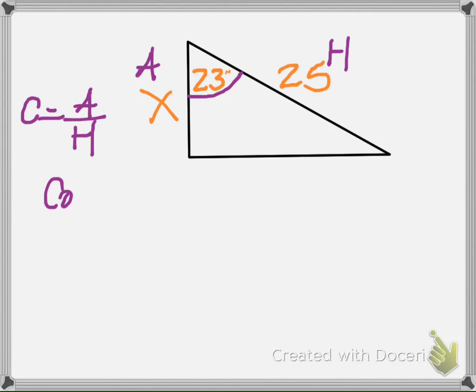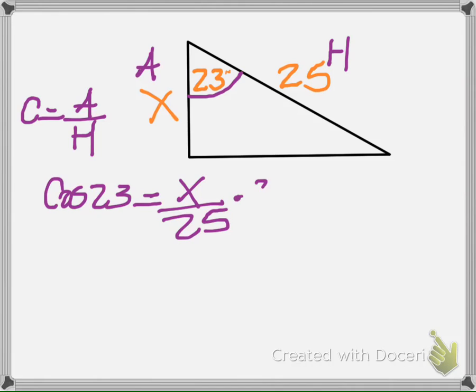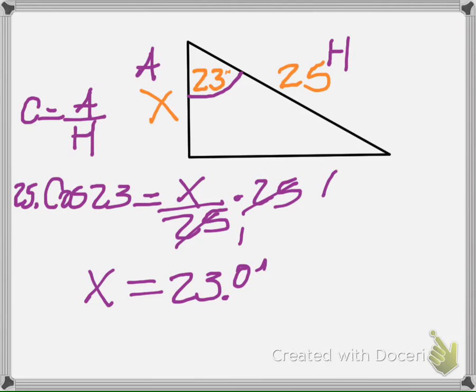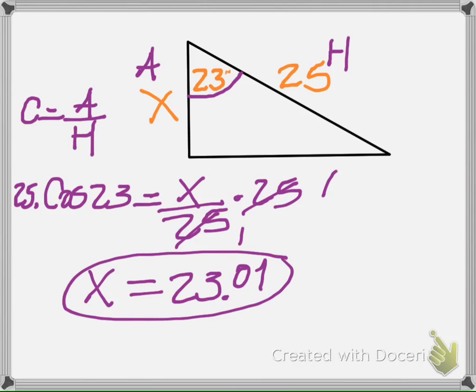So I need to set up my cosine ratio. Cosine of 23 degrees equals x over 25. So solving my algebra, how do I solve for x? I need to get rid of the 25. I need to multiply by 25 on both sides. So I put that in the calculator: 25 times cosine of 23 degrees. So the answer is going to be 23.01.